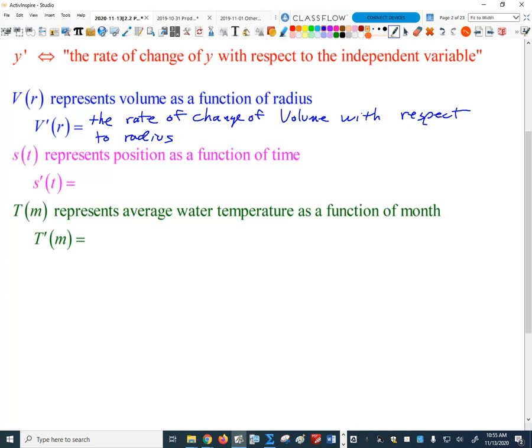Okay, what about if S of t represents position as a function of time? Then what is S prime of t going to mean? That's a derivative. If I express that as a rate, what's that going to mean? Somebody different, jump in. The rate of change of position with respect to time. There you go.